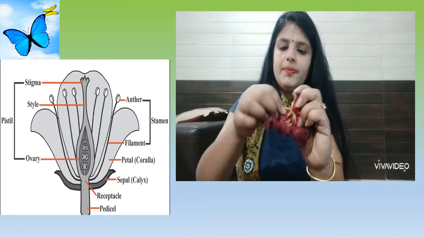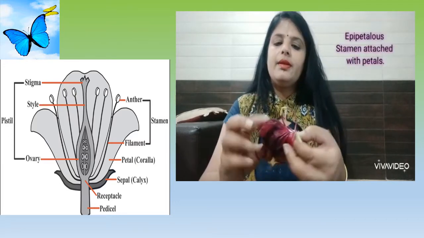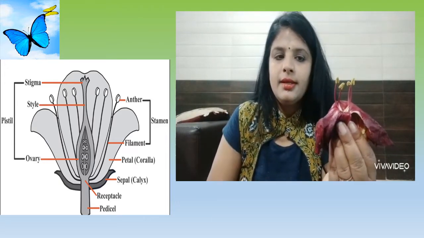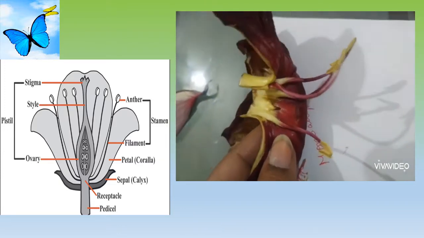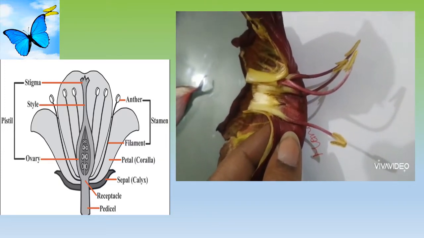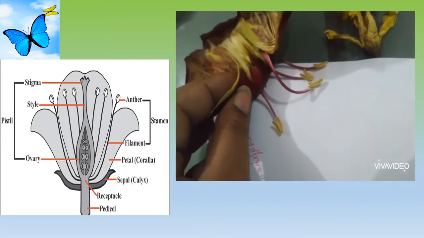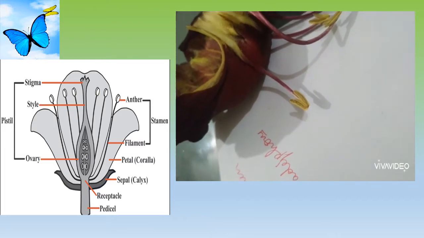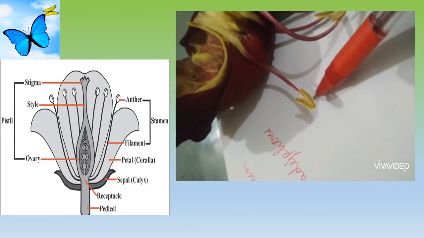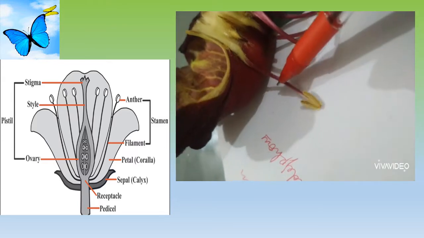Now very beautifully you can see these androecium, they are attached with the petals. These are attached to the petals. See that these stamens are fused with the petals. This condition is known as epipetalous. Now, if you want to understand the structure of androecium, this one part is known as stamen. This one is filament.